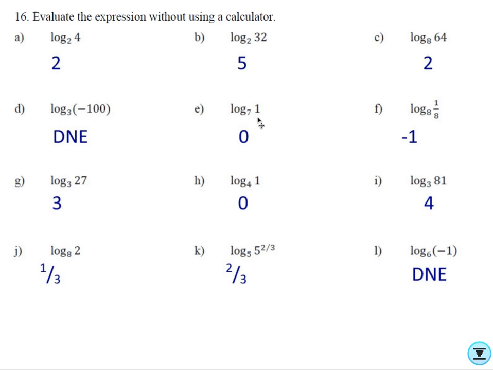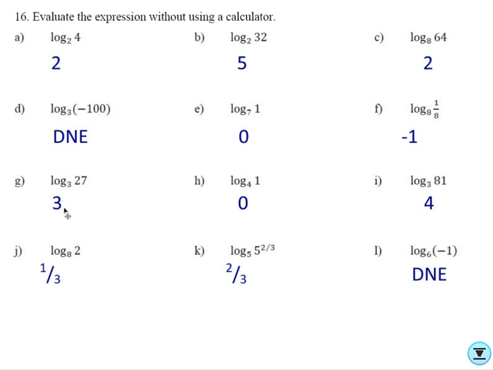Here, log base 7 of 1. This is saying 7 to what power is 1? Remember, anything to the 0 power is 1. The answer here is 0. Log base 8 of 1/8. 8 to what power is 1/8? Remember, it's a fraction, so we flip it. Only one of them is a fraction, which means we make it negative. Of course, 8 to the first power is 8. 1 over 8, that's going to be negative 1.